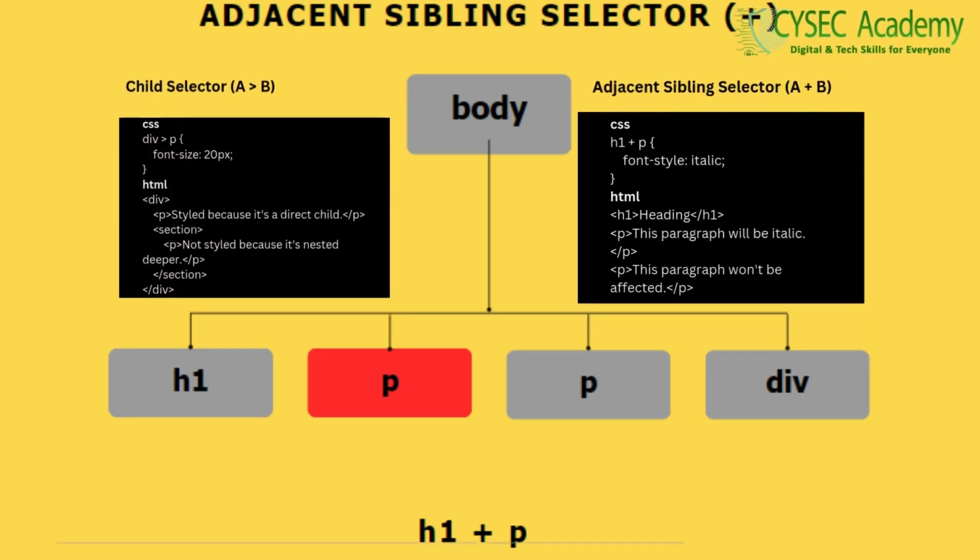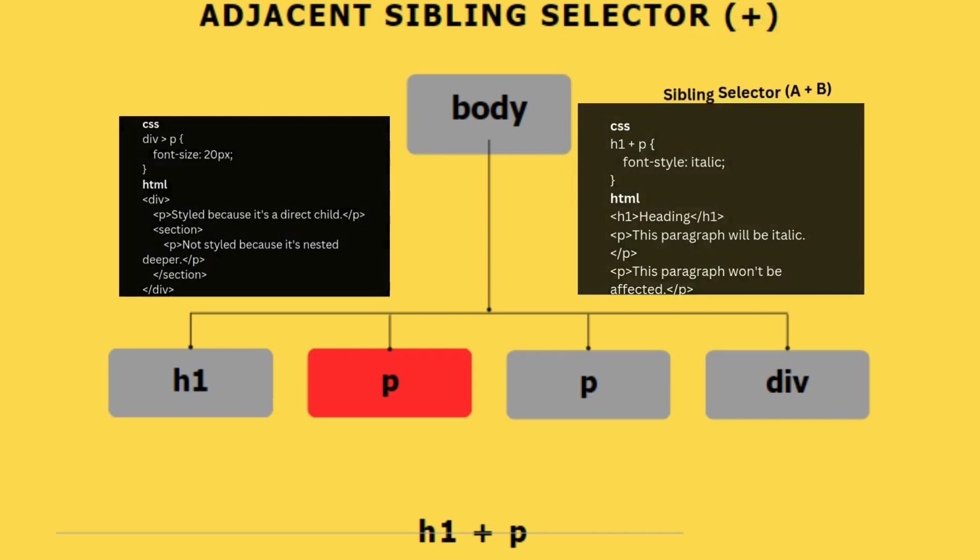Child selector. A child selector targets only direct children of a specified parent. It is used for ensuring styles apply only to direct children and not deeper nested elements. Adjacent sibling selector. This selector targets an element immediately following another element. It is used for styling only the first paragraph after a heading.